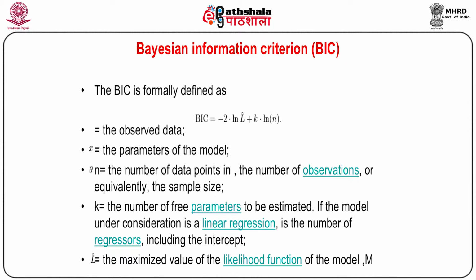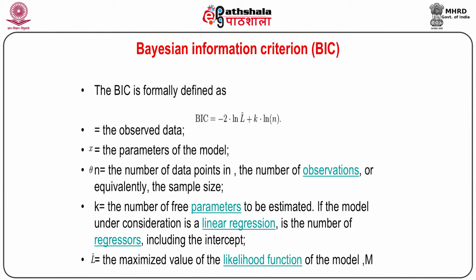Now let us discuss BIC. BIC is formally defined as BIC equal to minus 2 times log L hat plus K times log N, where x is the observed data, theta is the parameters of the model, N is the number of data points in x, the number of observations, equivalently the sample size. K is the number of free parameters to be estimated. If the model under consideration is a linear regression, K is the number of regressors including the intercept.